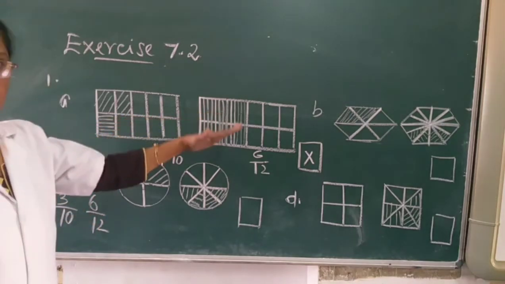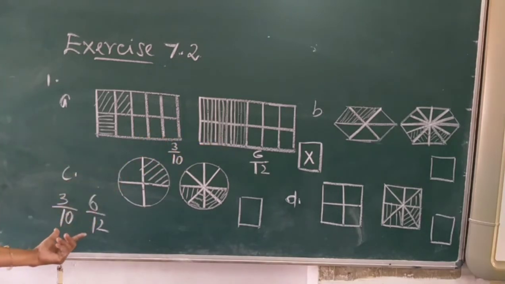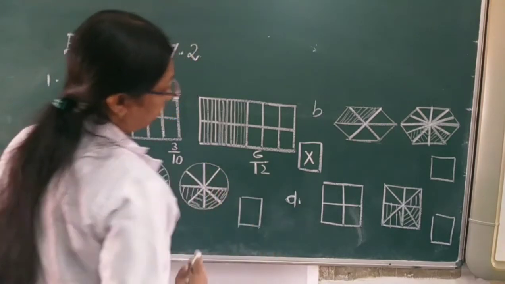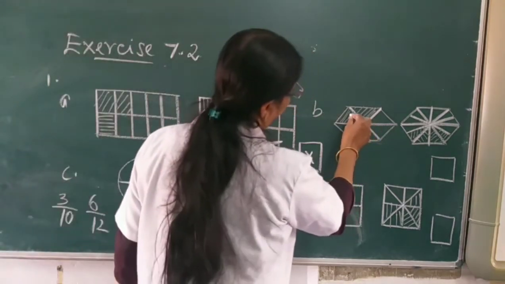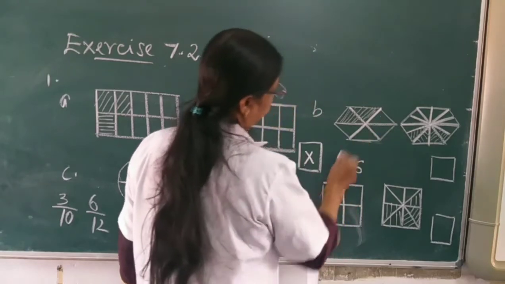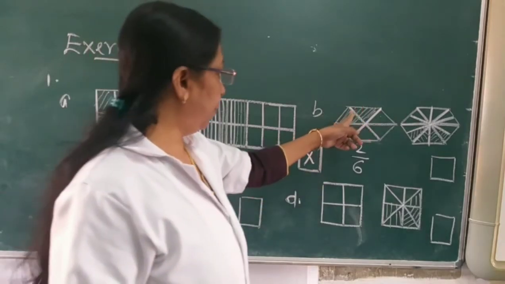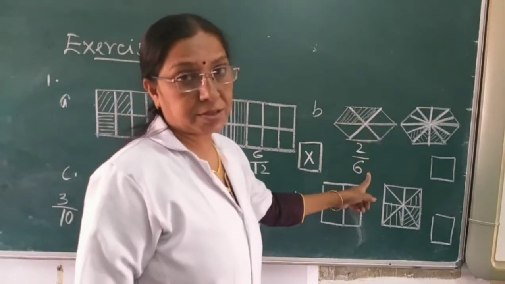See, first write the fractions for this shaded region. After that you check whether they are equivalent fractions or not. Okay, then second fraction. 1, 2, 3, 4, 5, 6. 6 is the total number of parts, out of that 2 shaded. This fraction for this shaded region is 2 by 6.